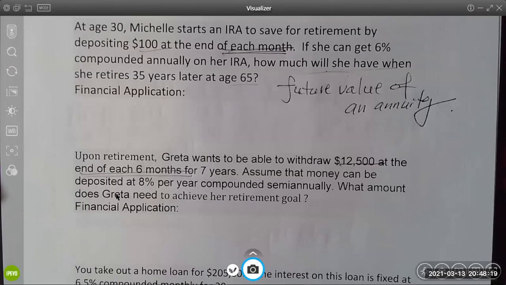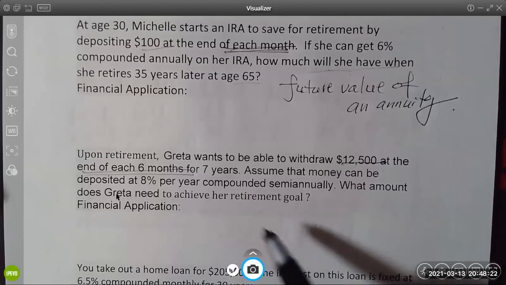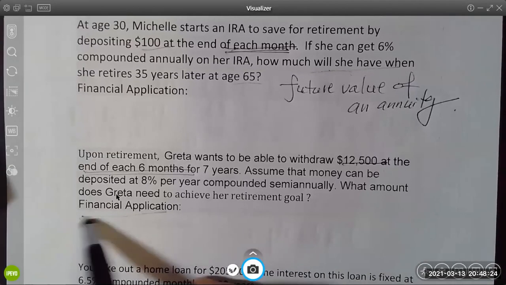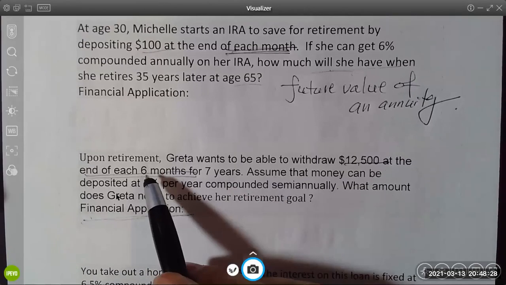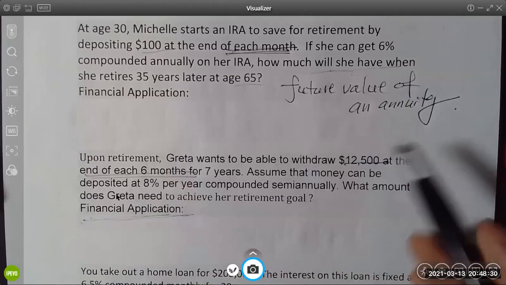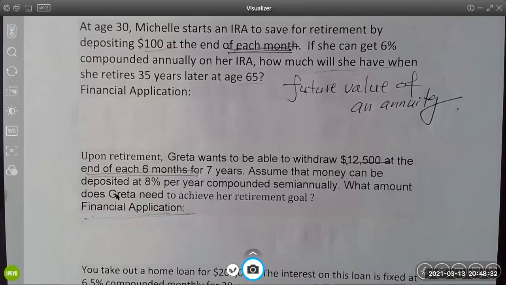We don't care about that because we don't do any calculation. We just need to identify the financial application. Again, this is a repeating withdrawal, and this is the withdrawal amount. Now, we mentioned in the lecture video how you identify a present value of annuity problem.